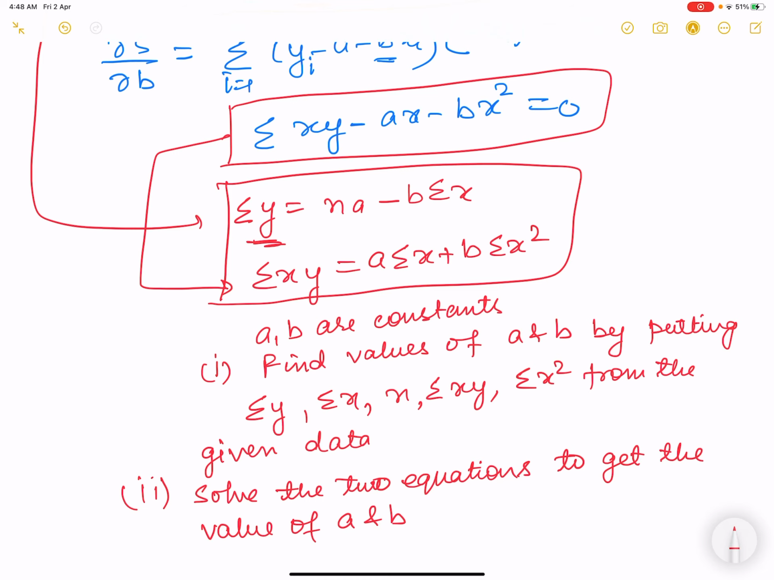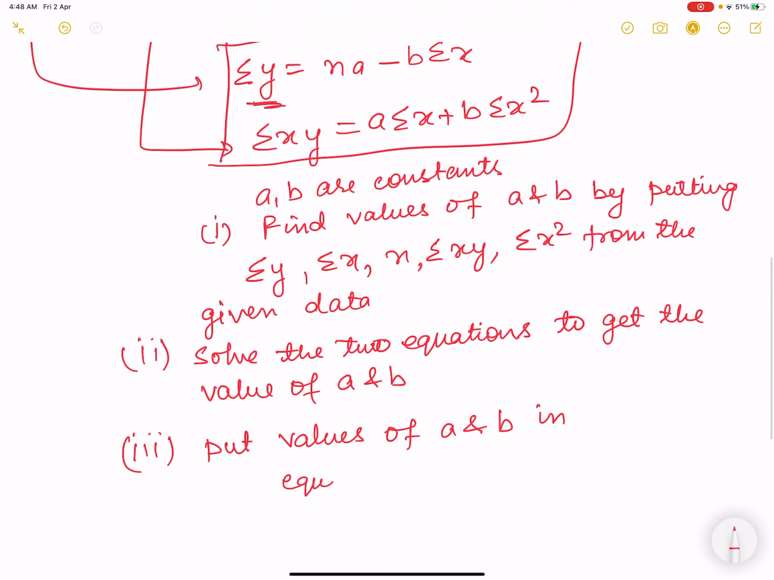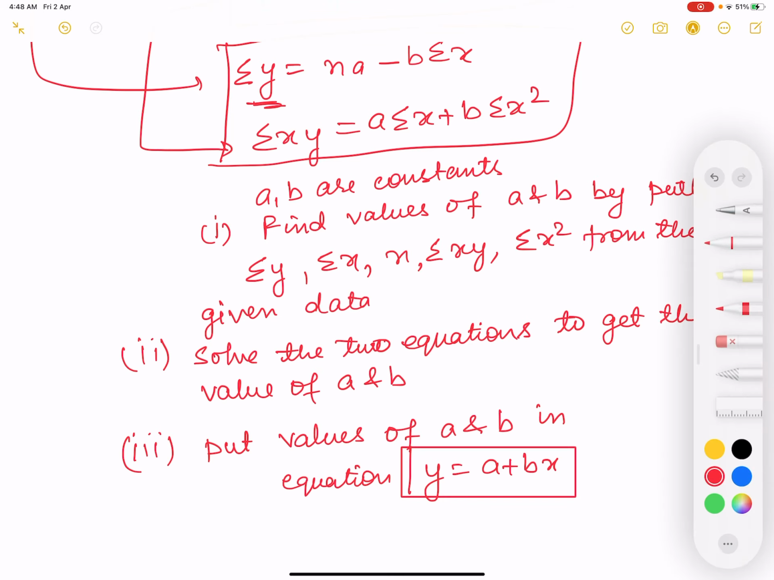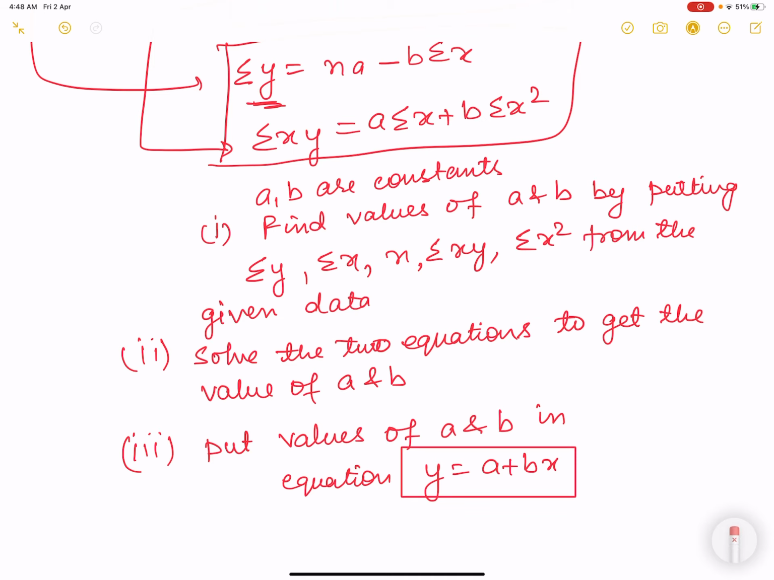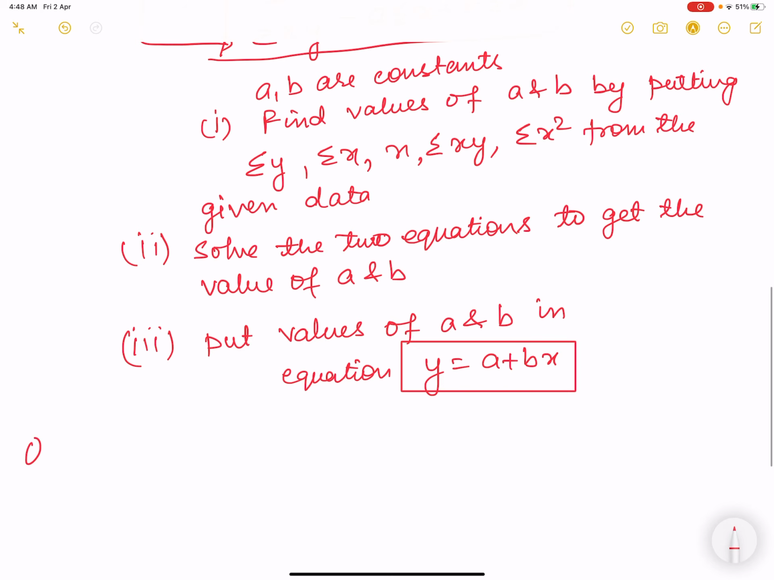Okay, right? And what do we do? Third thing is put the values of a and b in the equation y is equal to a plus bx. So we have to put the values of a and b in this equation, and then we'll get the answer. So this is the procedure, and let us move to question number 1.